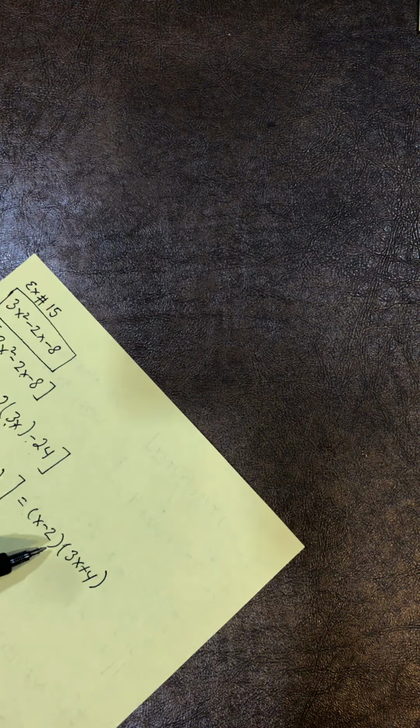This expression right here was factored out as this. So I'm going to write down right here next to it x minus 2 times 3x plus 4. Okay.